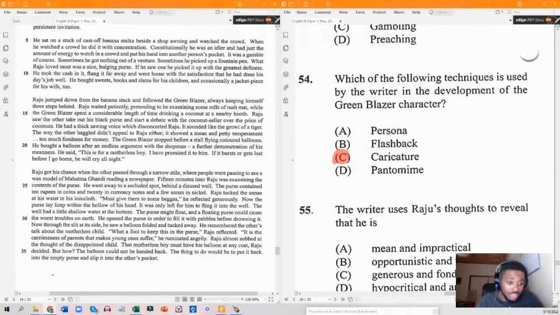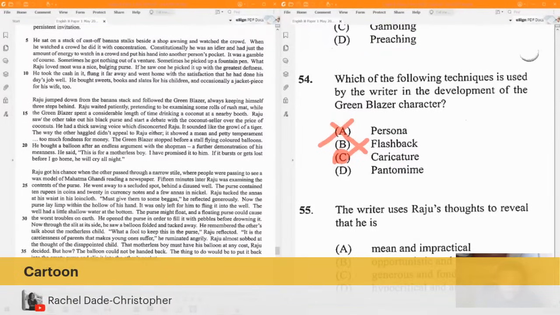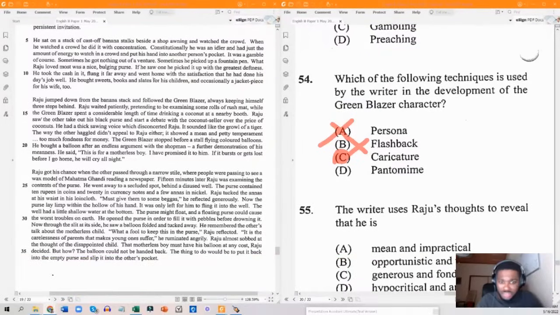No, we can actually come to this answer by the process of elimination. A persona is not a technique at all. There's no flashback used. Is there a flashback? I don't remember any flashback happening, but if there is, it's definitely not used to develop this guy's character. Yeah, basically cartoon, caricature, like cartoon. Usually you see those in the newspapers, making fun of politicians and whatnot.